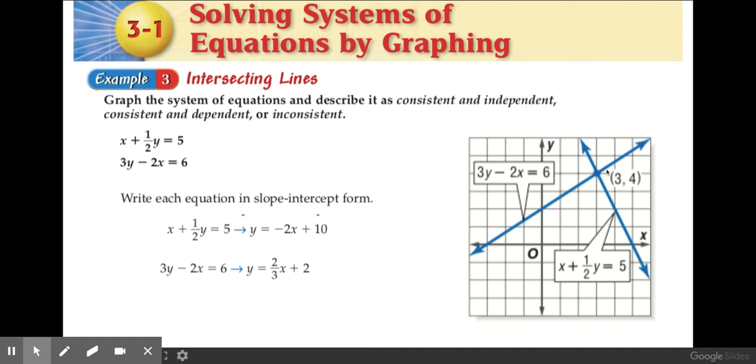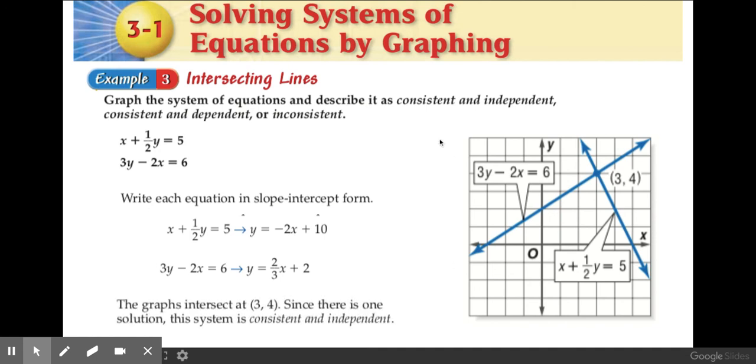And so now I can see that these two lines intersect at the point (3, 4). Since they intersect and have one solution, this is what's known as consistent and independent. Consistent and independent is when they cross at one point and have one solution.